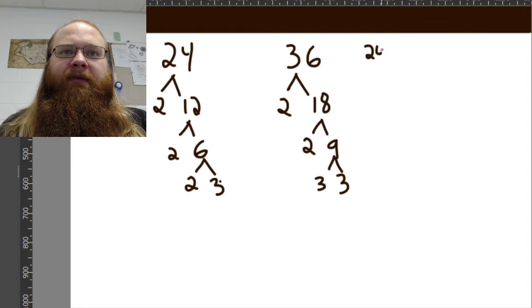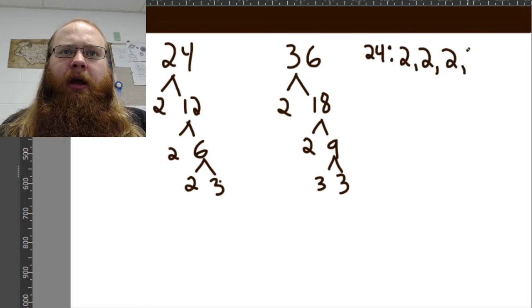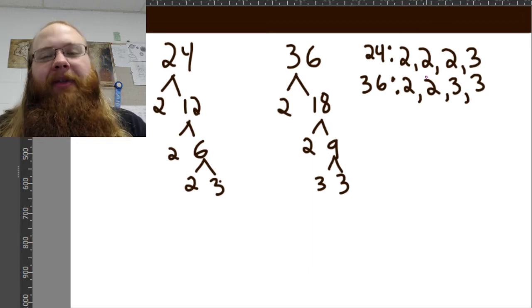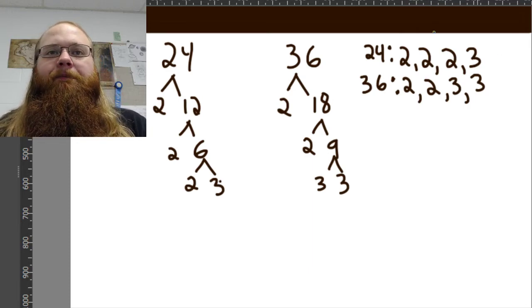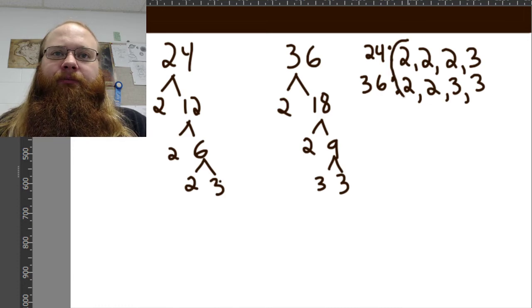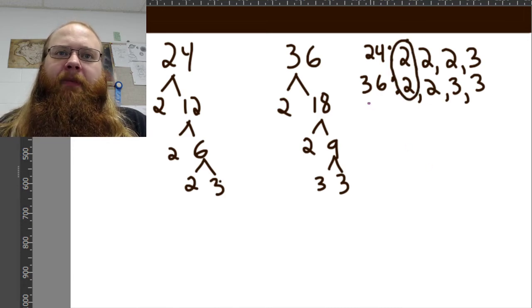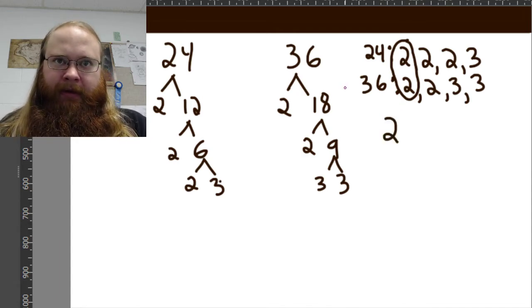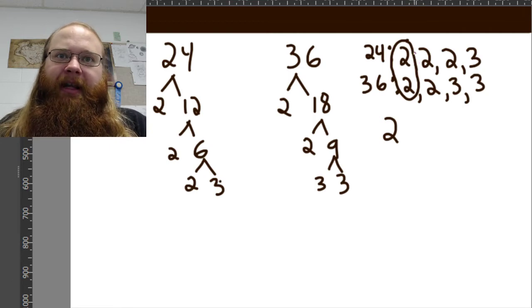So our factors of 24 were 2, 2, 2, and 3. Our factors of 36 were 2, 2, 3, and 3. So now we have to worry about what they have in common. They each have a 2. I'm going to go ahead and circle them up. Since they each have one, we're only going to write it once. Every time you take something out, you're only going to write it once.